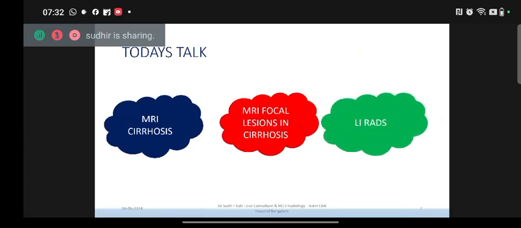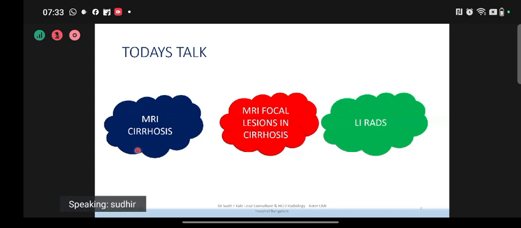So there are subcategories. The first is, as all of us know, that ultrasound is the most common modality for assessing cirrhosis, but definitely MRI in the current practice has a definitive role. So we'll try to see how a cirrhotic liver looks in an MR.